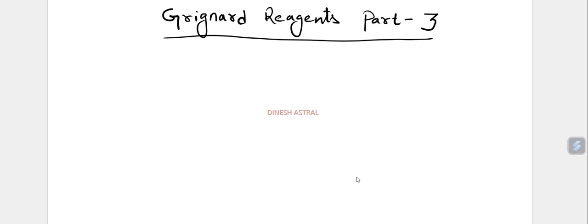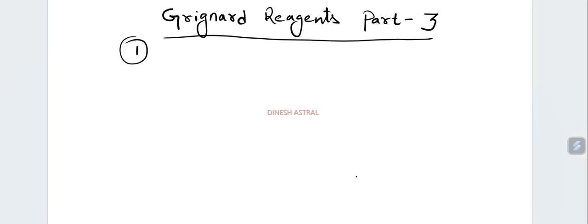In this video, we will be discussing preparation of alcohol from Grignard reagent, and this is part 3. I have already uploaded part 1 and part 2. The link is given in the description box, so please do check, because you have to understand the basic nature and the basic concept behind the Grignard reagent. All these things are discussed in part 1 and part 2, so please do watch those videos. So let us begin with this topic.